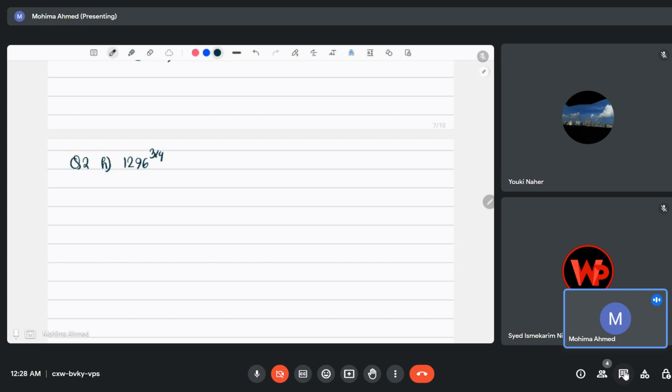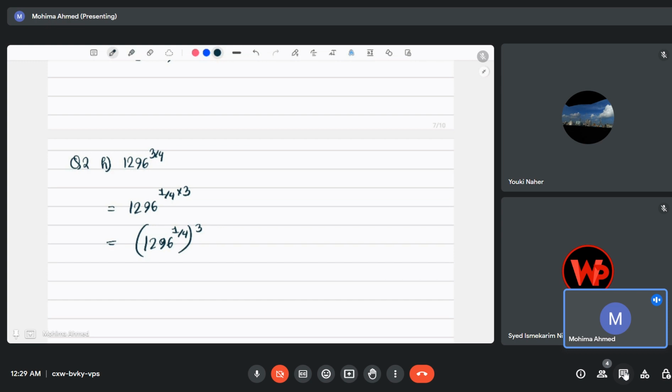Now, 3 by 4 represents a power of 1 by 4 with a cube involved. So we can write 1296 to the power of 1 by 4, all raised to 3. Without using a calculator doesn't mean you need to do the multiplications in rough work like we did in preschool. You can use a calculator for this step, but they just want a detailed working so they can give you marks for these easy questions.